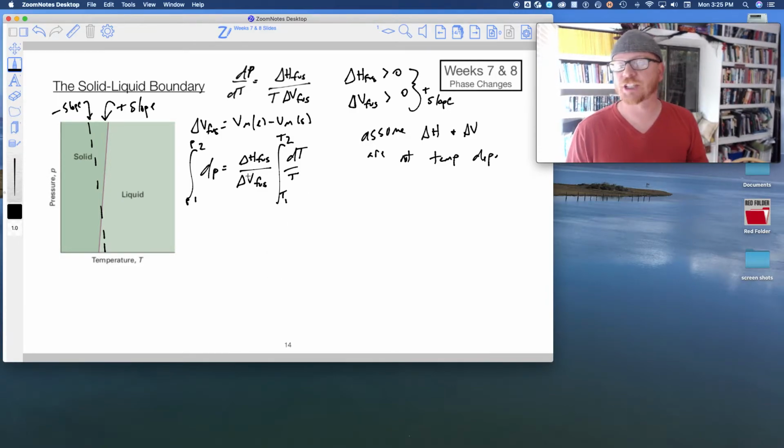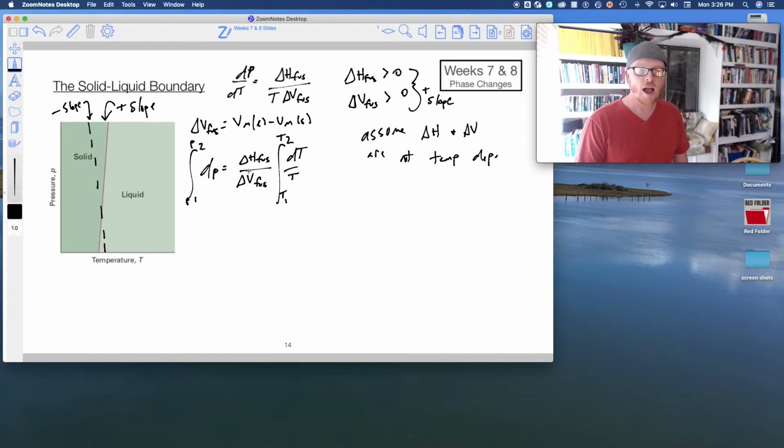But in the derivation of this equation, those aren't going to be used. And in some conditions, this leads to not very much error at all. In other conditions, this leads to a lot of error. So I'll talk about when that happens.